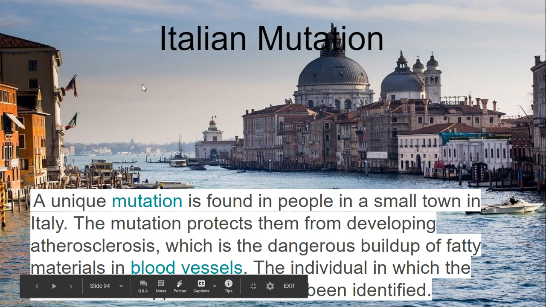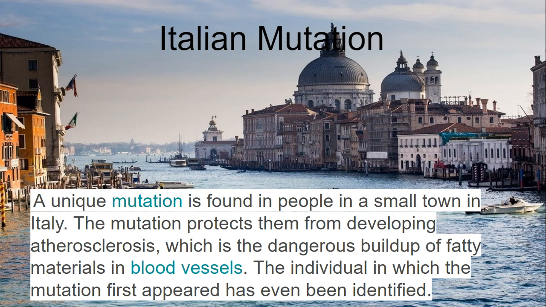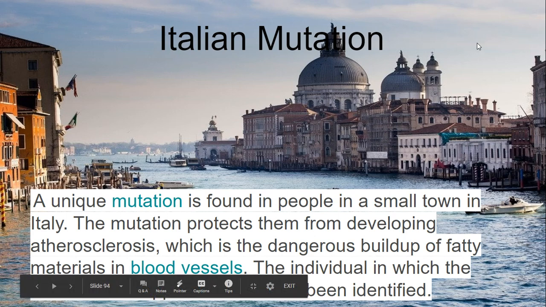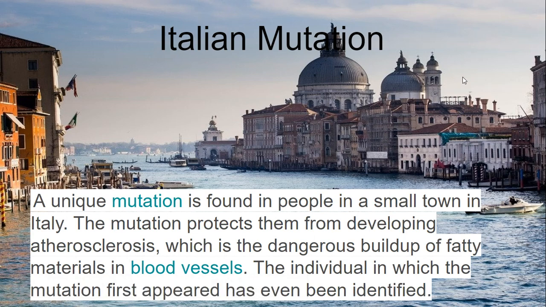So people would say, whoa, they drink wine, or they eat cheese and these fatty things and they're still okay. Well, it's because of a mutation. How that mutation developed was by chance, and the individual in which the mutation first appeared has even been identified. I don't know much about this one. I just found it, but it would be very interesting to look up and know if you're Italian, do you possibly have that in your blood vessels?